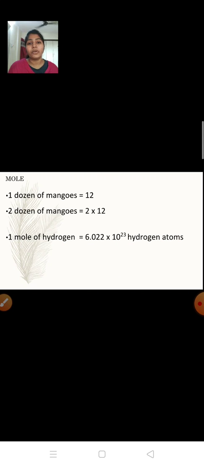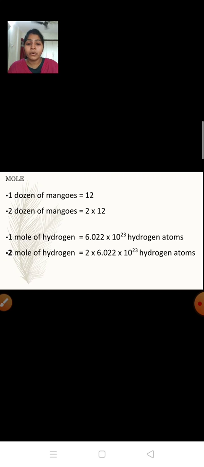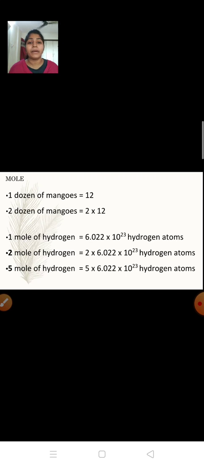Okay. Same thing is applied for mole. When I say 1 mole of hydrogen, it will have 6.022 into 10 raised to 23 hydrogen atoms. So 2 mole of hydrogen will have how many atoms? We'll multiply by 2. Now if I say 5 mole of hydrogen, we'll multiply by 5. Okay.